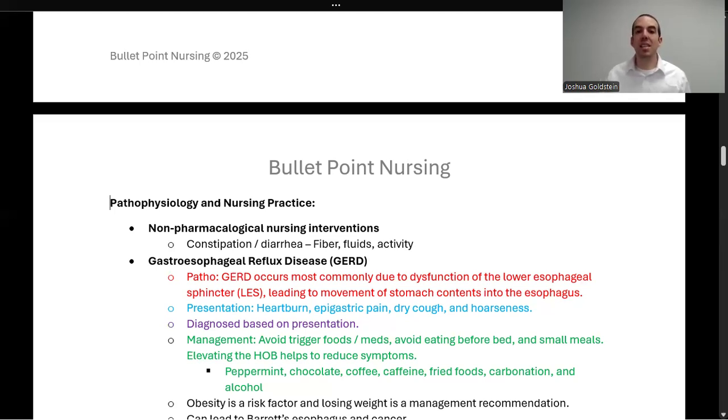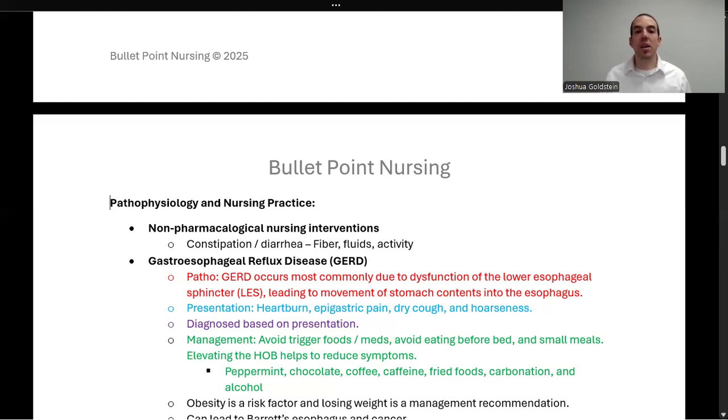Some of the common triggers I did list here. This is a common nursing test question. Peppermint, chocolate, coffee, caffeine, fried foods, carbonation, and alcohol are all known triggers for GERD, but again, every patient has their own. You can also educate patients to reduce weight and to exercise. Both of those are known to help with GERD.